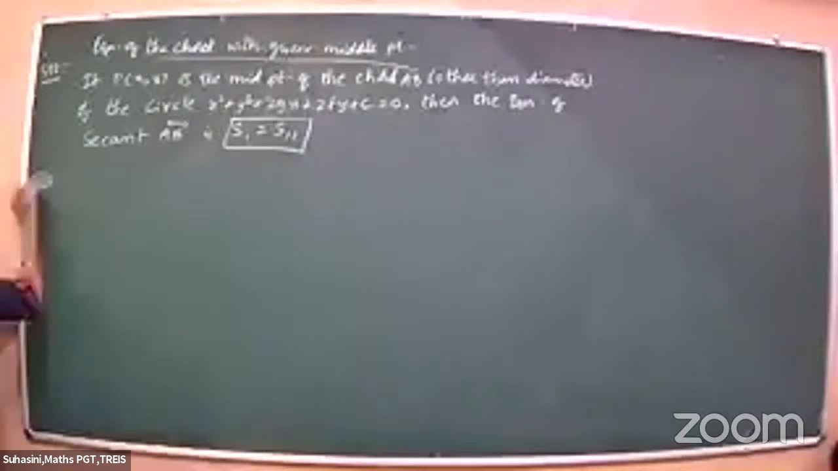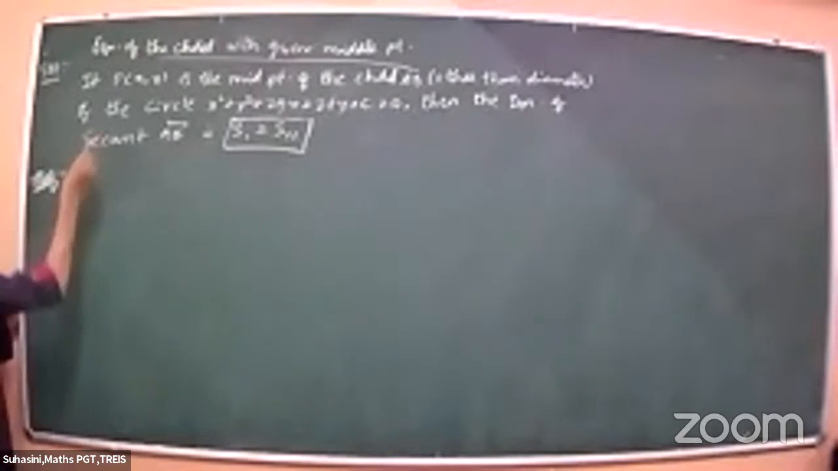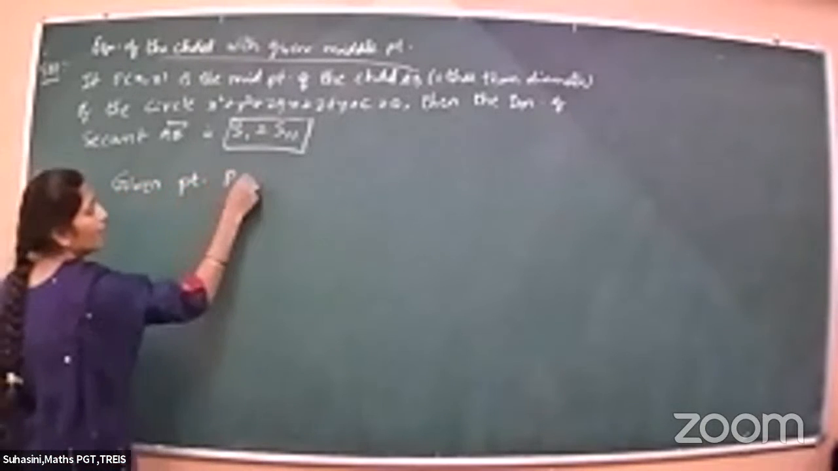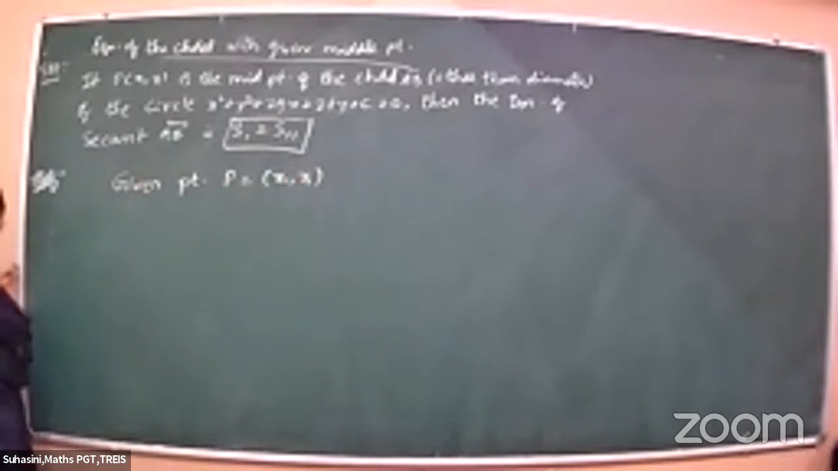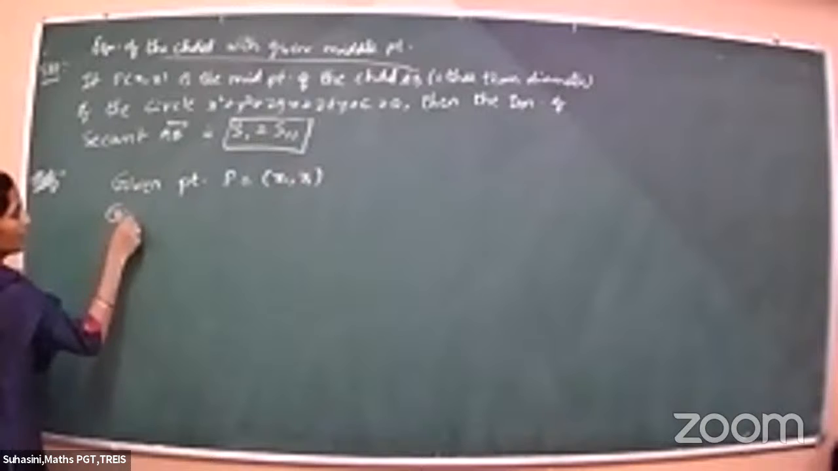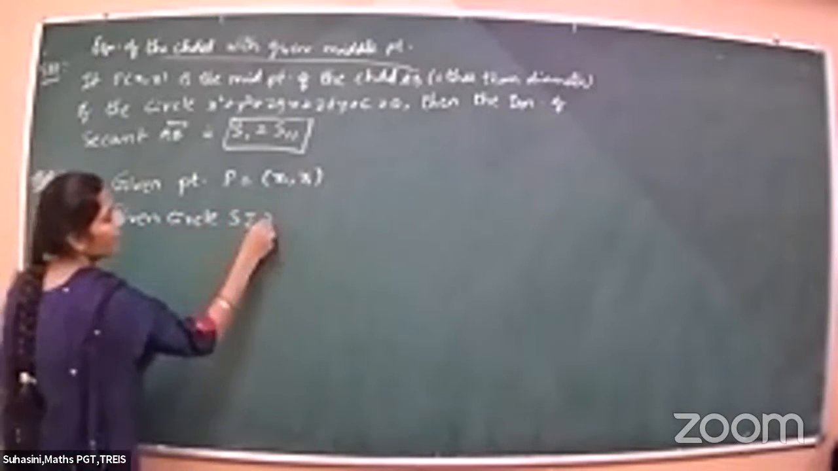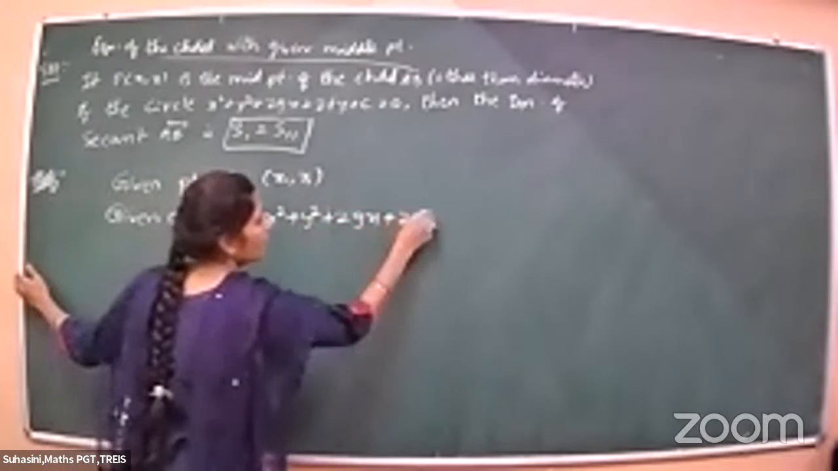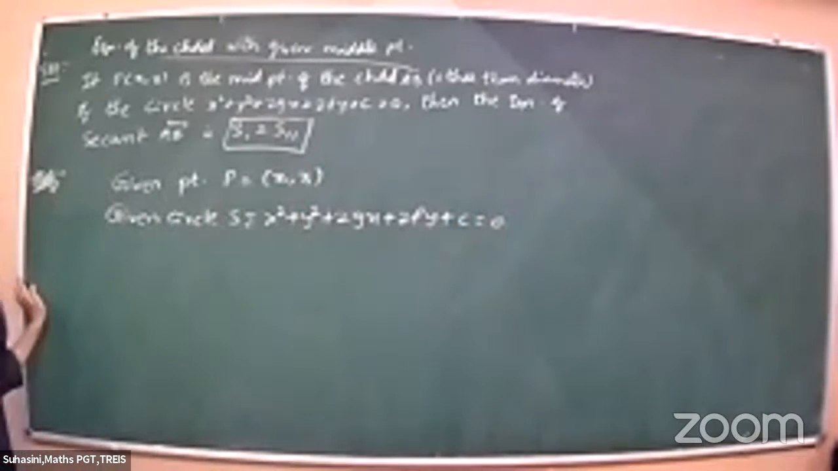Children, let us take the given point P as (x1, y1). And what more is given in the question? The given circle. What is the given circle, children? S is equal to x square plus y square plus 2gx plus 2fy plus c is equal to 0.